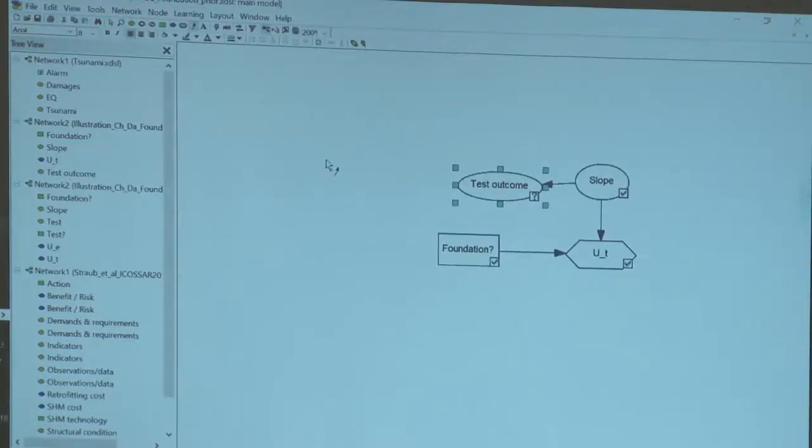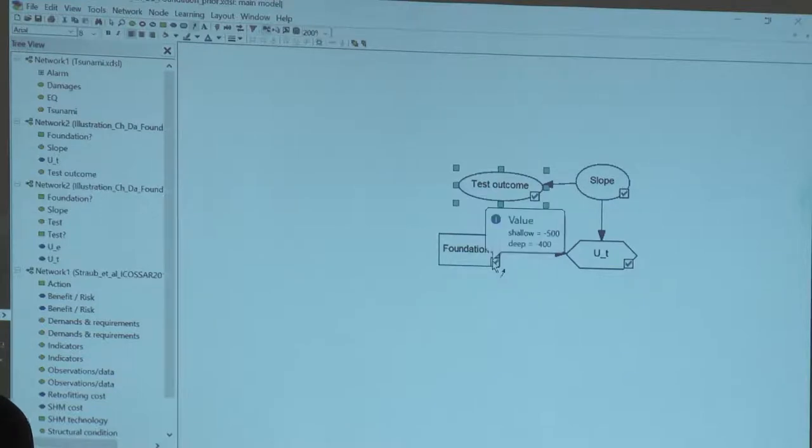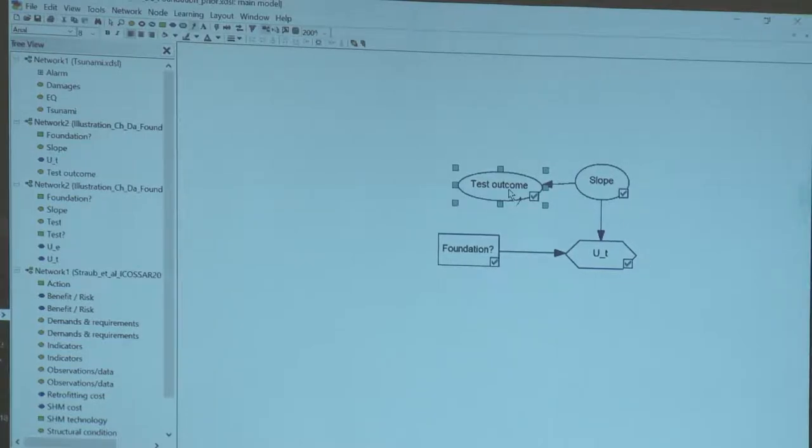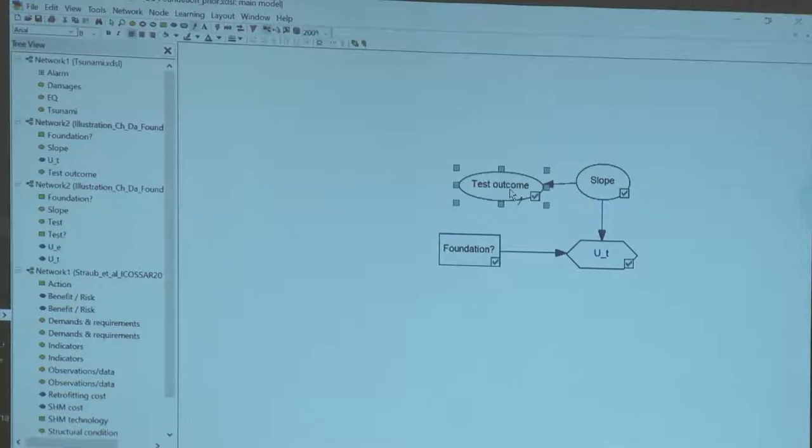Now, if I do it like this, there's no effect on the decision. Let's run it quickly. If you do it like this, the decision is still the same, because I'm assuming that I don't know the outcome when I do the foundation design. So there's no benefit of having this test outcome. If I want, I can check what the outcome is, but there's no meaning.